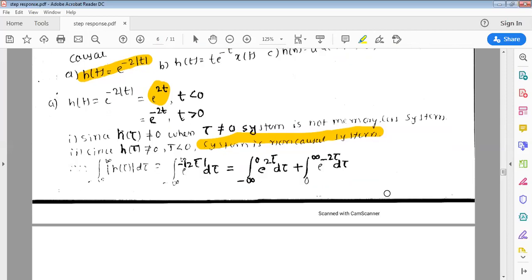Okay. Now, look at the stability. What we said: the integral from minus infinity to plus infinity of h of tau d tau, that is, the impulse response must be absolutely summable. Therefore, I'll split this integral into two parts: minus infinity to 0, where it is e power 2 tau, this definition, plus 0 to infinity of e power minus 2 tau.